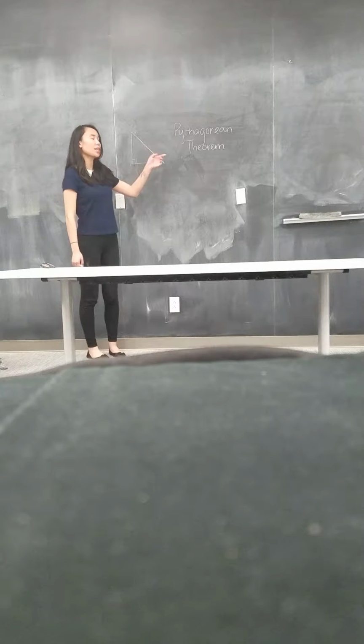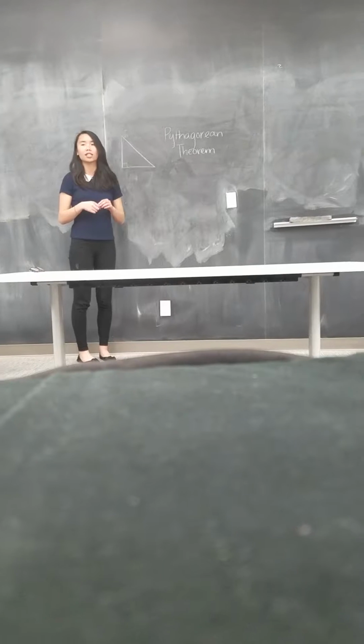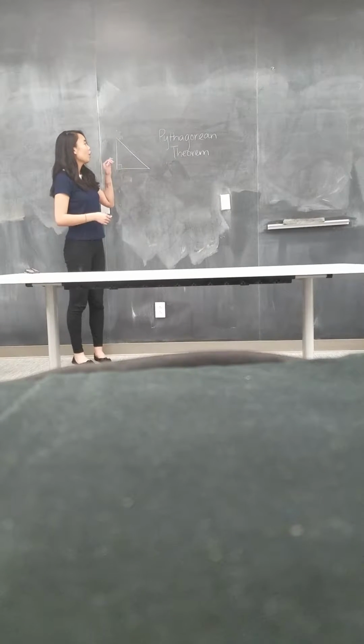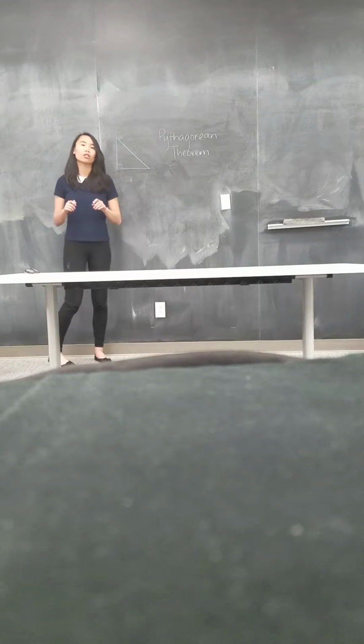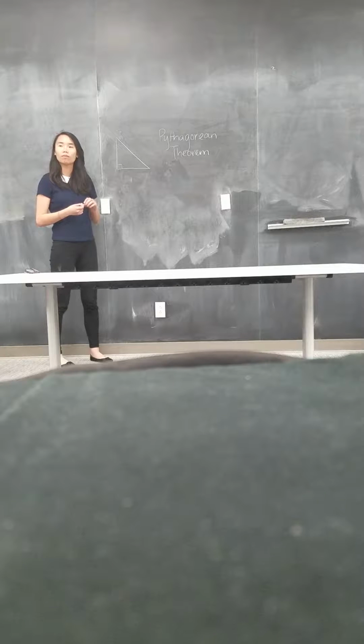So today we're going to talk about the Pythagorean theorem and how you can use it on the ACT. So the first thing that you have to know about the Pythagorean theorem is that you can only use it when you're working with right triangles. So can anyone tell me why this is a right triangle? Because the triangle has a right angle.